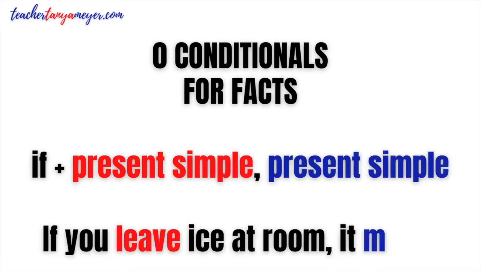And the formula to produce this idea is that in the if clause, we use the present simple, and in the result clause, we use the present simple as well. If this happens, this is the result. This is because that is. We can put the result first too.